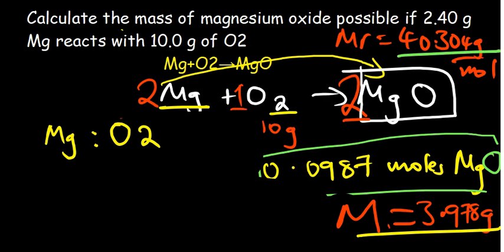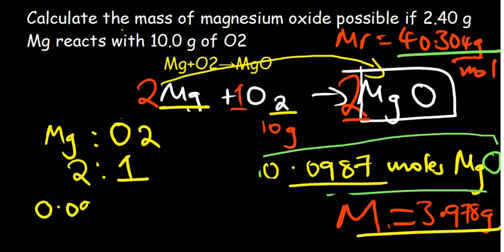So you find that these guys are in the ratio of 2 to 1. Now that magnesium is limiting, we can use its number of moles to determine the number of moles of oxygen that actually reacted. So the value of X that you're going to get represents the number of moles of oxygen that reacted. And then this is what is reacted.